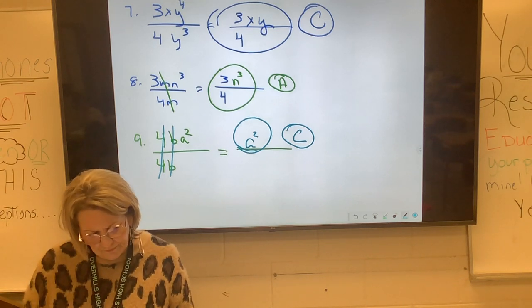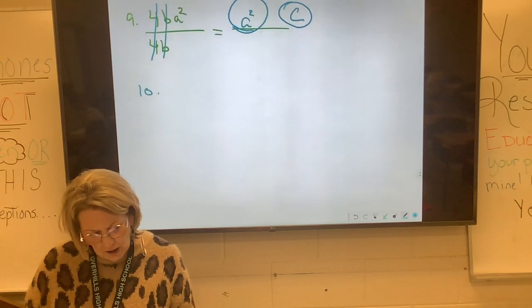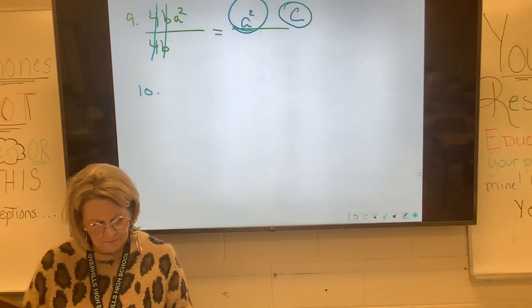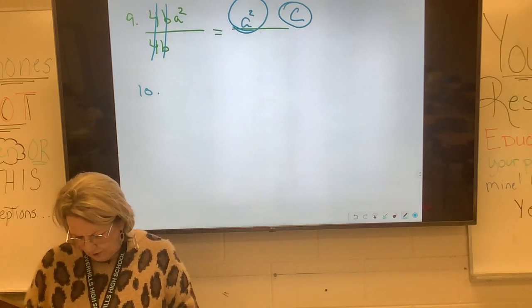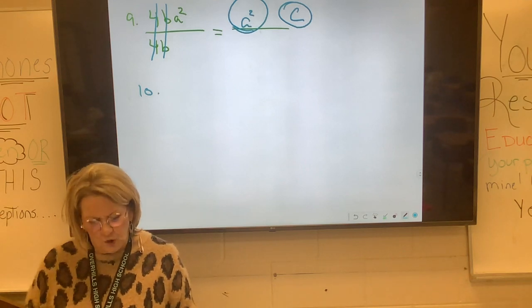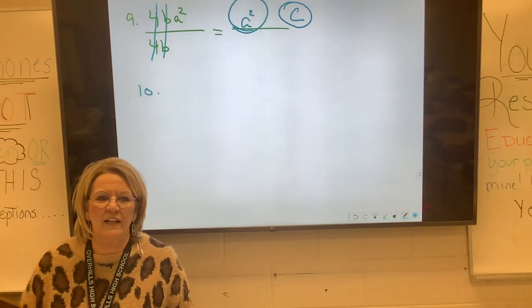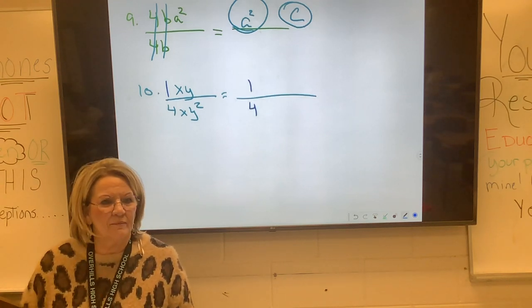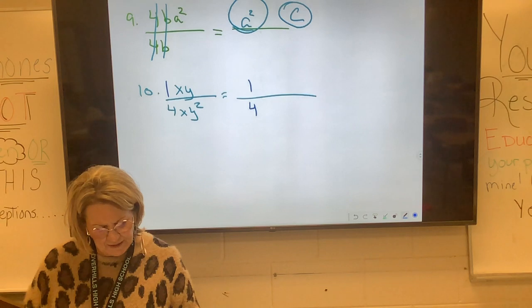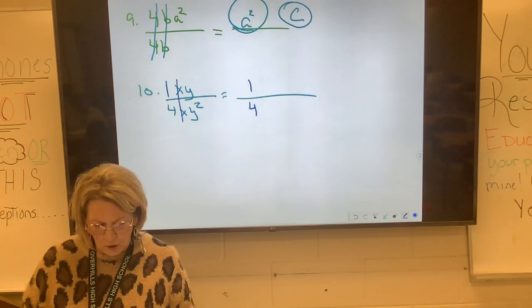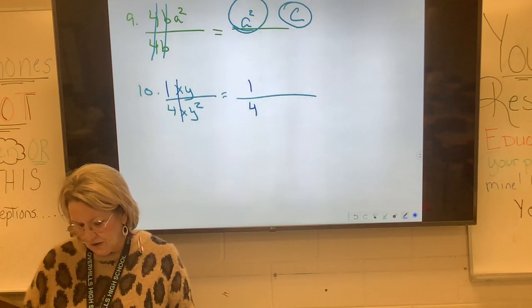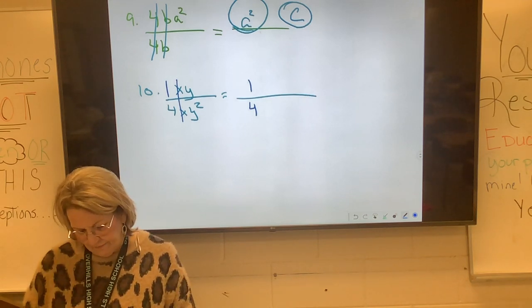And number 10 is xy over 4xy^2. Before I do anything, get my fraction bar up there. Understand there's a 4 on the bottom. That means I have a coefficient of 1 on top, because there's nothing in front of that xy. I can't do anything with 1/4. I leave it 1/4. My x's are exactly the same. They cancel out. My larger y is on the bottom, and 2 minus 1 is 1. So that is my answer, which is A.